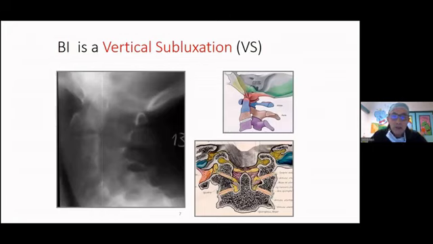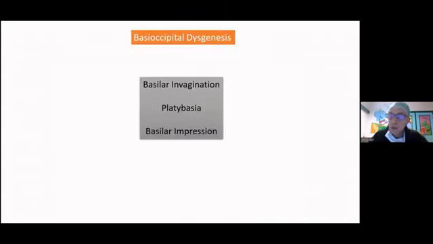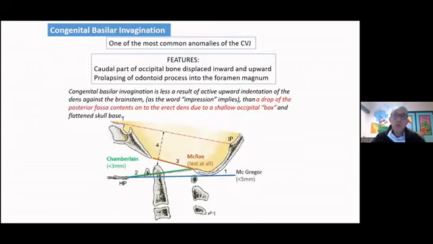Basilar invagination or impression is a vertical subluxation. According to my very good friend Atul Goel, it is also called a transatlantic herniation. According to Riccardo Bohello, it is a kyphosis of the craniovertebral junction. Many words to say basilar invagination, to explain the same concept, but from a different point of view. Basilar invagination, platybasia, basilar impression are important features of quite a similar pathological finding.